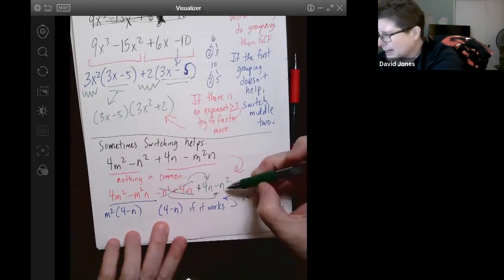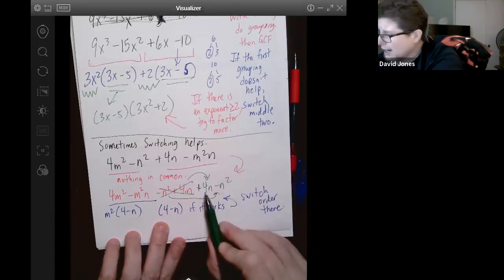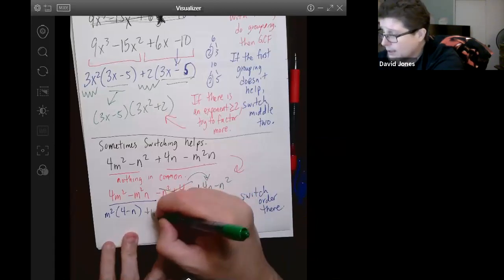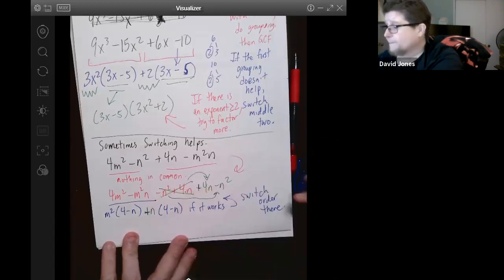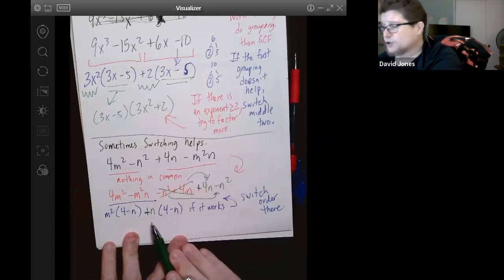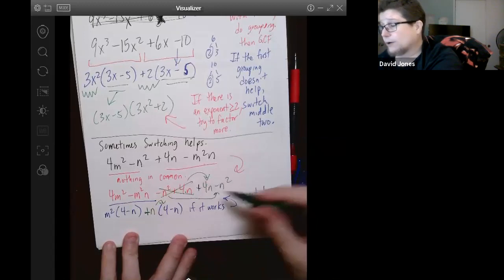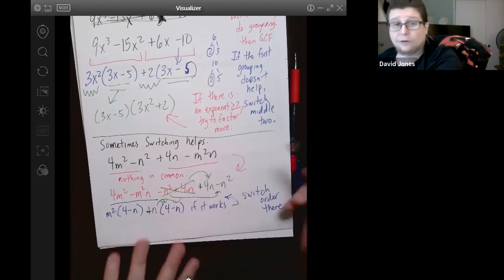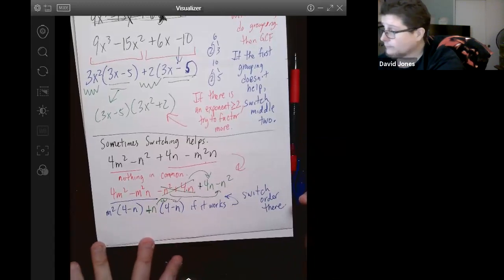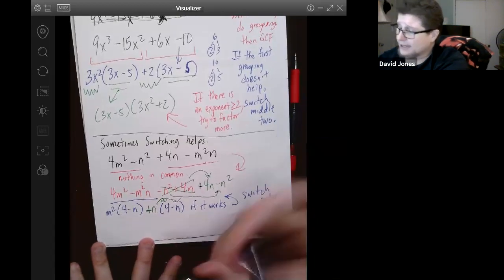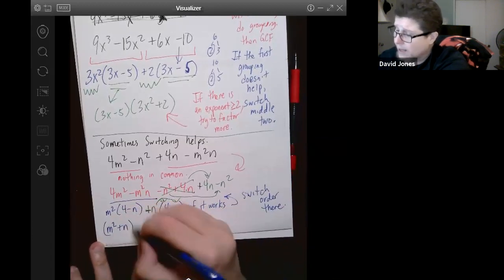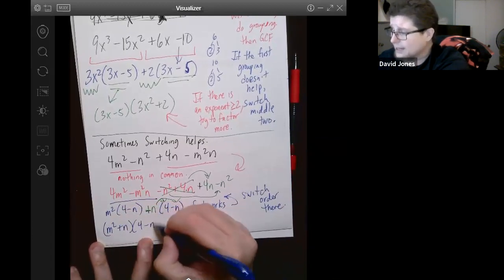If I do that, if I have a 4, I can factor out an n out of both of those, right? So plus n. And redistribute, just double check. N times 4 is 4n. N times negative n is negative n squared. That works. So this factors into m squared plus n times 4 minus n.